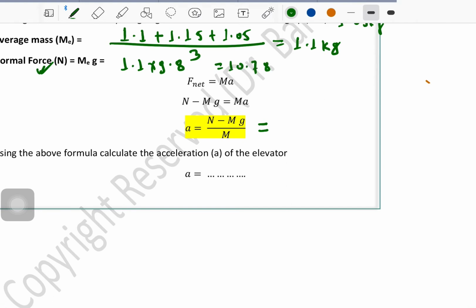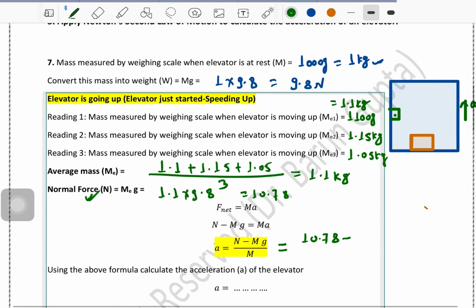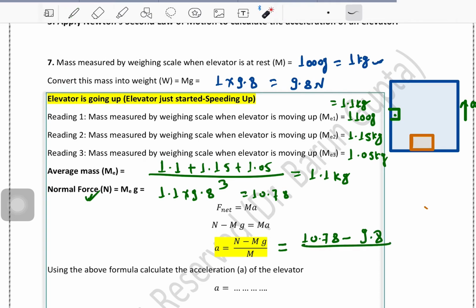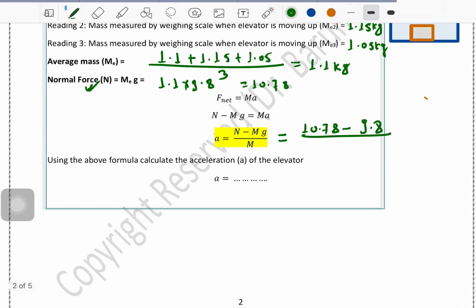10.78. So I have N. This N is 10.78. So let's plug in. My mg, I already have calculated this mg here. You see this mg already calculated, that is 9.8. So 9.8 divided by this mass. This mass here is 1 kilogram. So 1. So let's do the calculation.